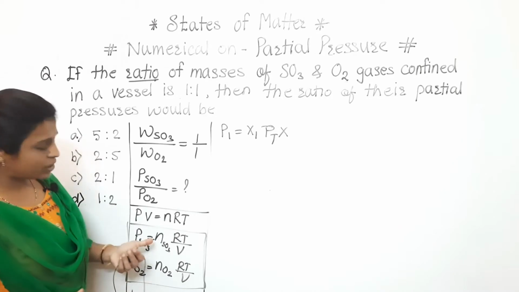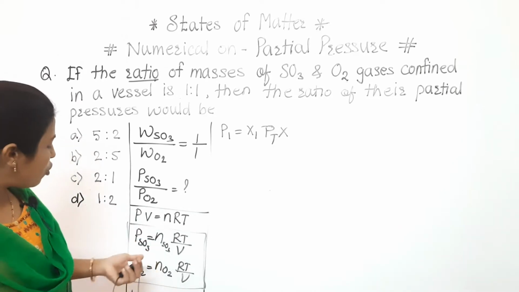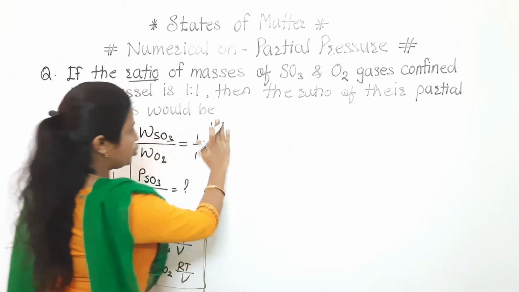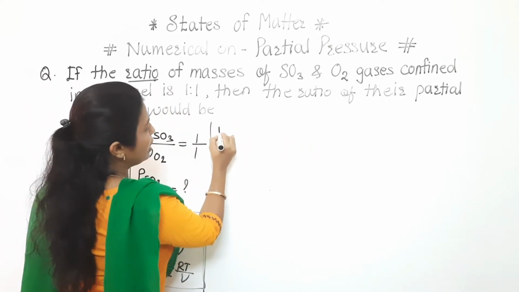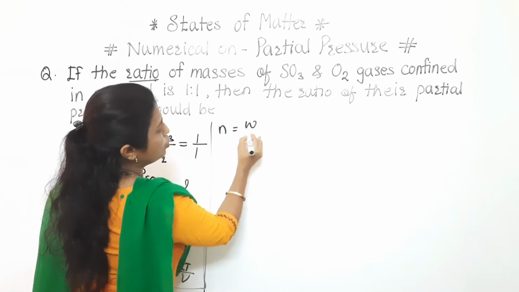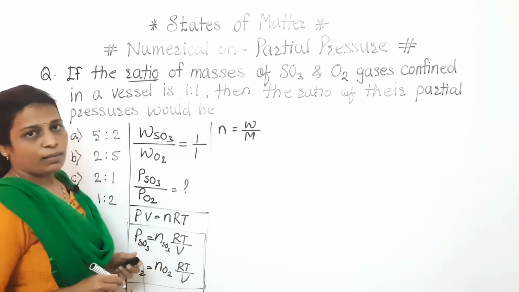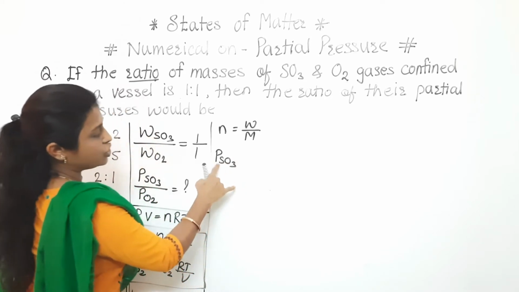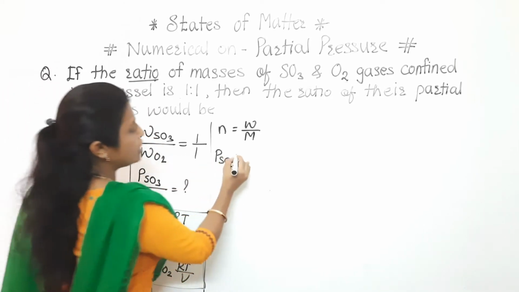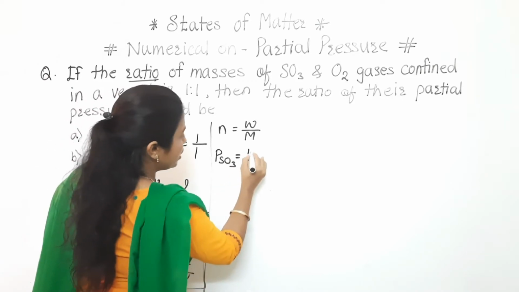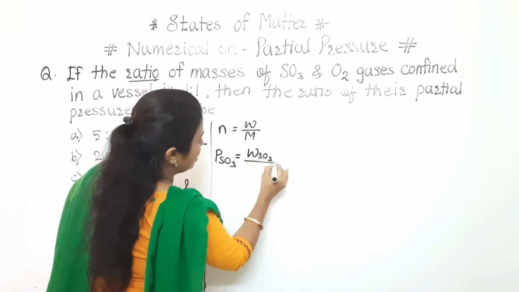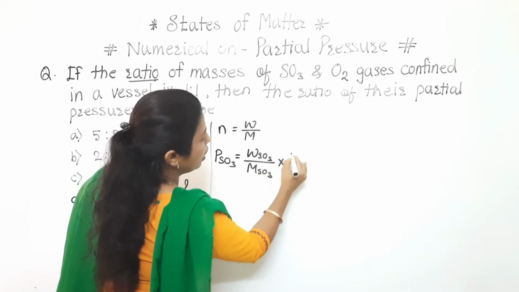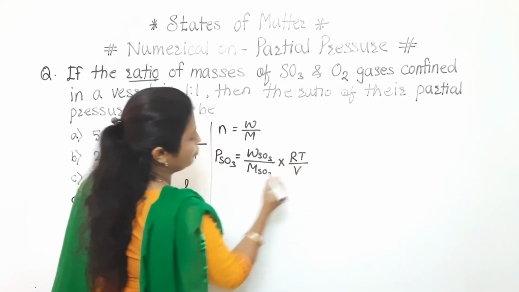But if we observe here, they have not given the number of moles in this numerical. So what do we have to do? Simply we have to use our formula. What is that formula? Number of moles is equal to given mass divided by molar mass. So PSO3, the partial pressure of sulfur trioxide, is equal to WSO3 divided by MSO3 into RT divided by V.